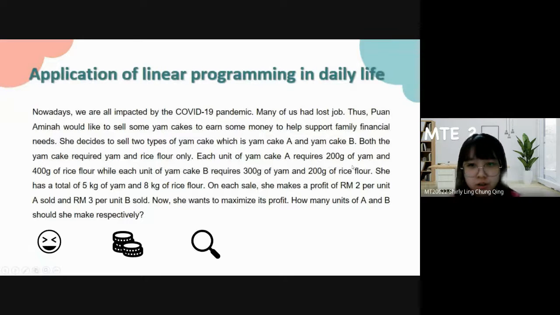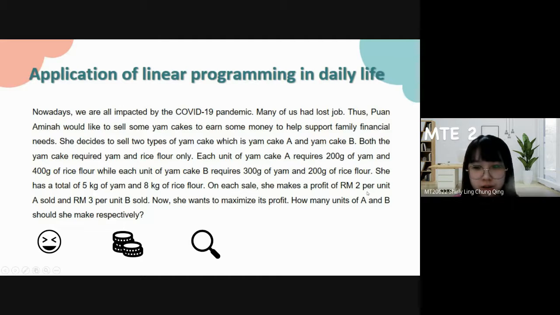From the question, we know that Puan Aminah wants to maximize her profit. Thus, we need to find the maximized Z, which is the maximum profit Puan Aminah can earn.